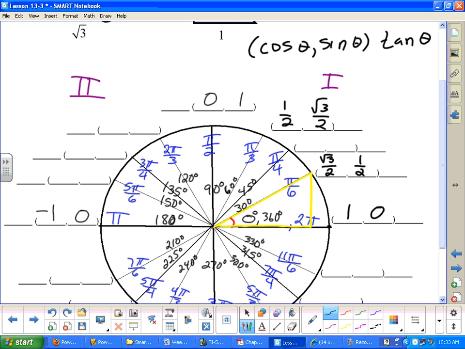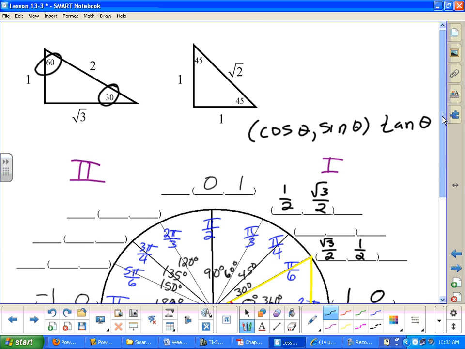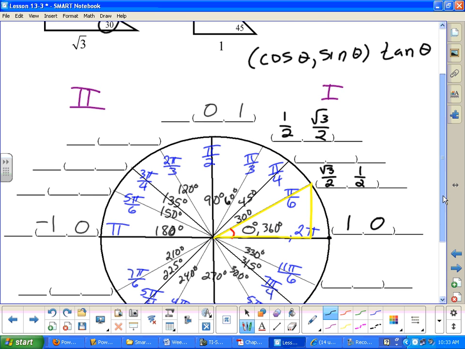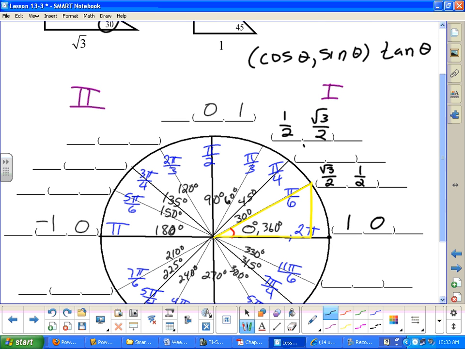Okay, 45 degree. Okay, sine and cosine. Oh, they're the same, aren't they? Okay, so they're equal to 1 over the square root of 2, but what does that simplify to be? Square root of 2 over 2. So for the 45 degree, they are the same. Square root of 2 over 2. Cosine and sine.